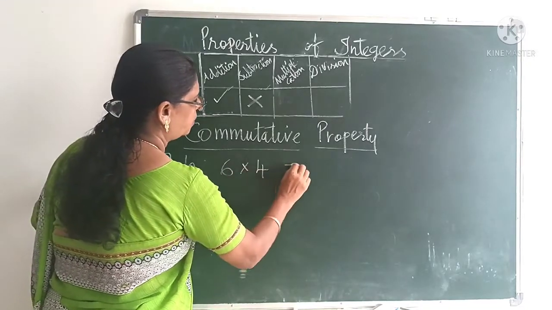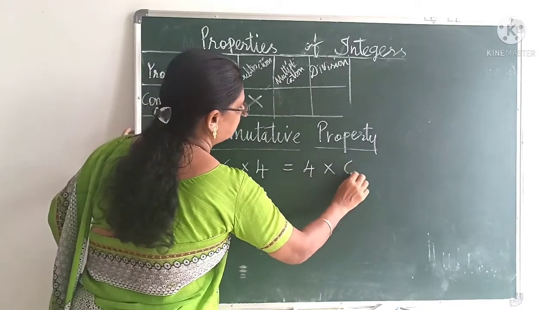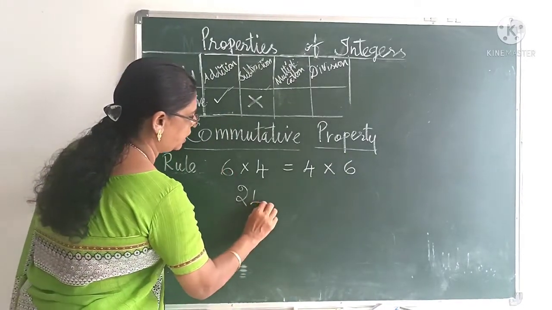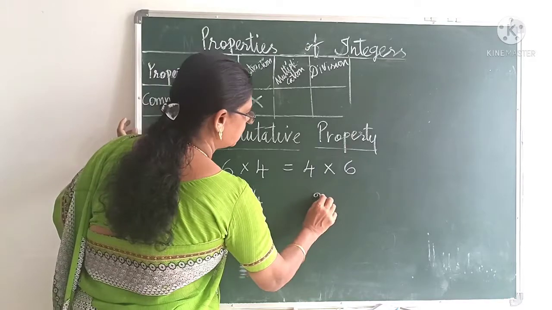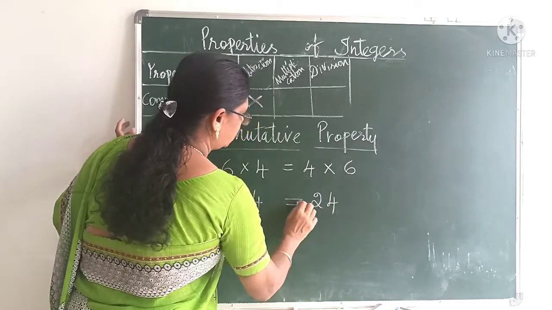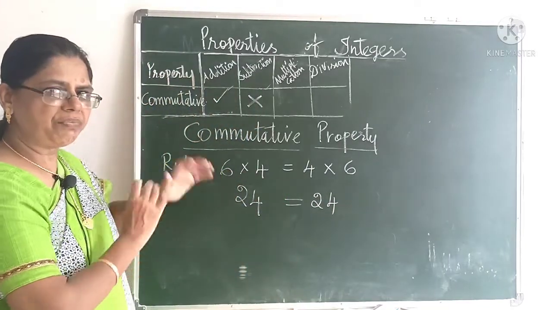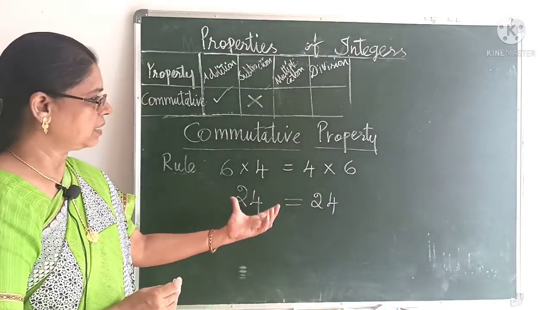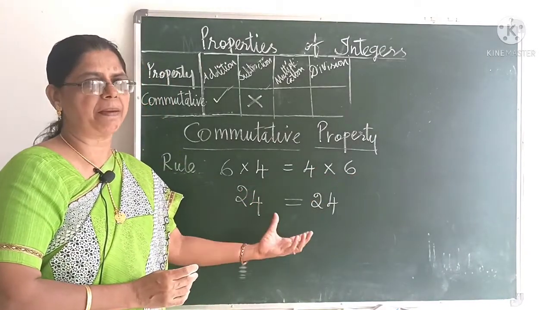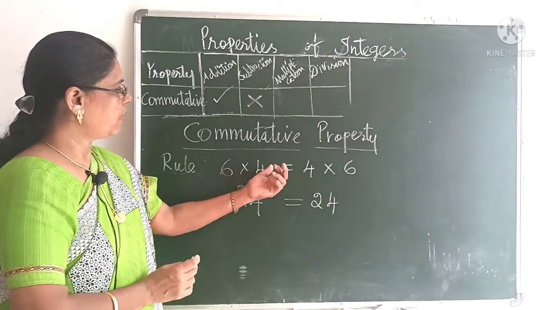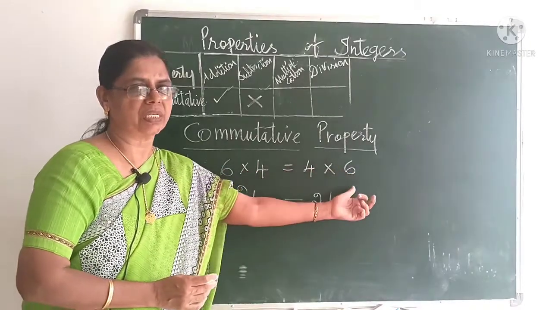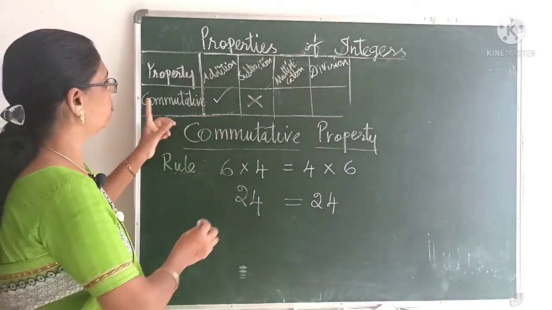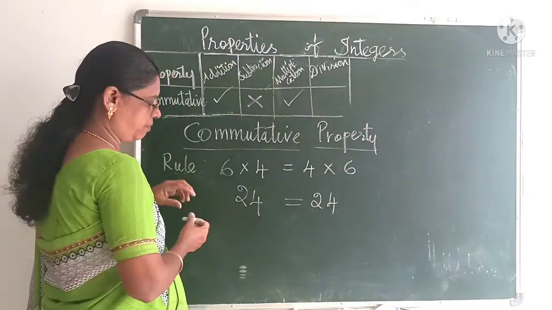6 into 4 and 4 into 6. What is 6 into 4? It is 24. 4 into 6 is also 24. So here, even if we change the order of the numbers, the answer, the product remains the same. 6 into 4 is equal to 4 into 6. So multiplication of integers holds commutative property.